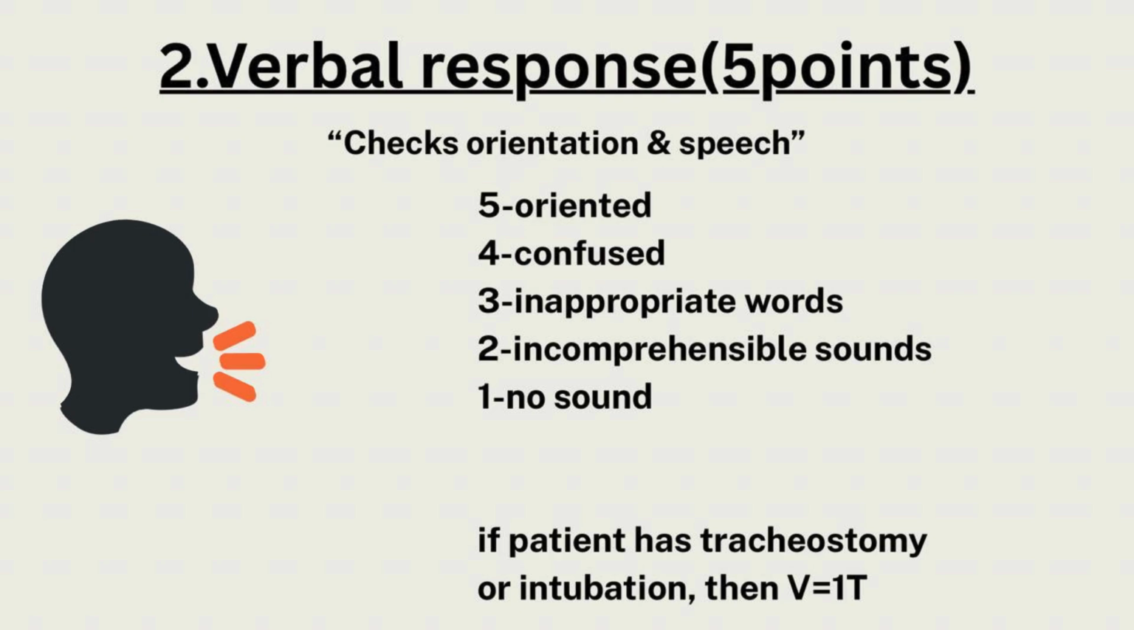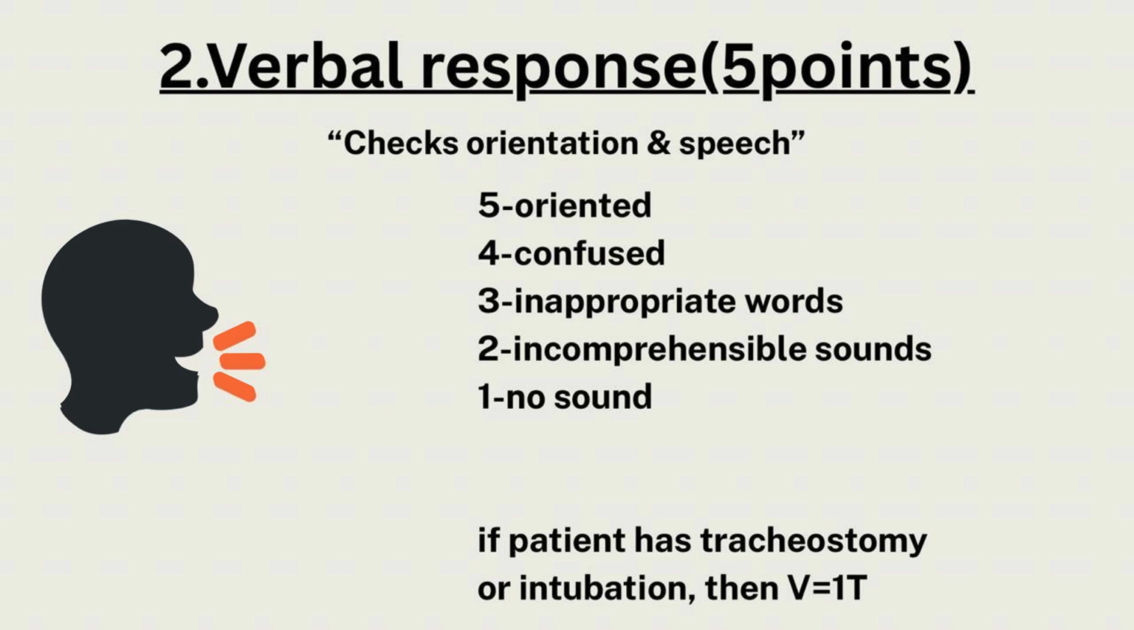The second component is verbal response. It checks the orientation and the speech. It has 5 points in it. Score 5 is given when the patient is oriented to the name, place and time. Score 4 is given when the patient talks but a little confused. The score 3 is given when the patient talks random words, that is inappropriate words.